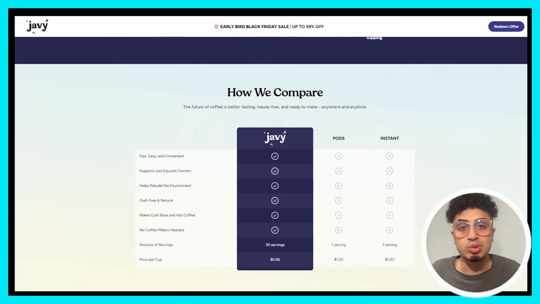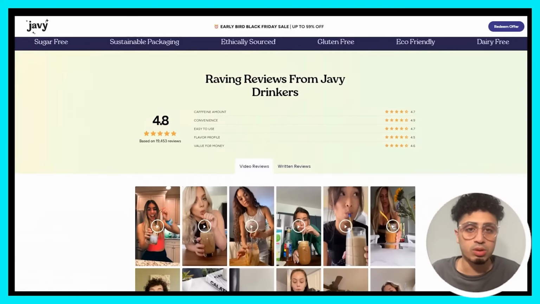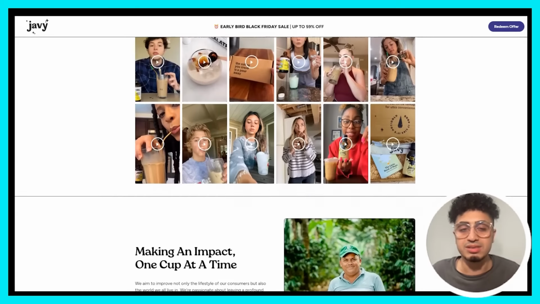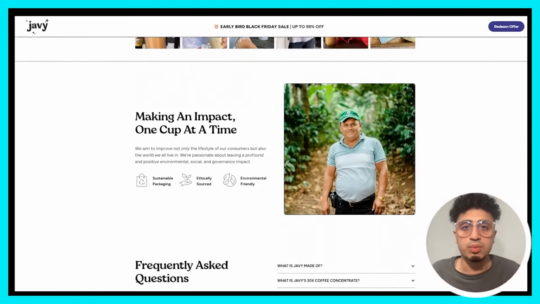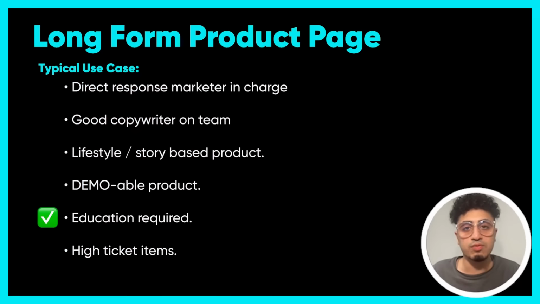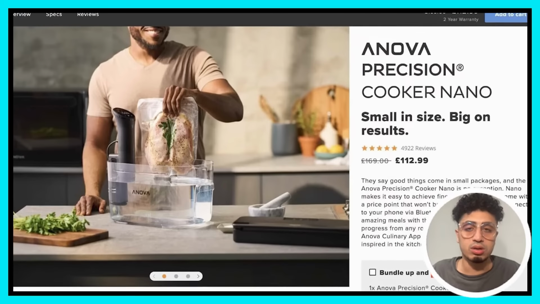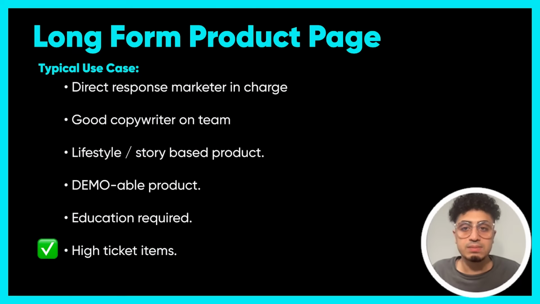Usually when there's education required, these pages work well because, again, it gives you a lot of real estate to continuously hit on some of the points people need to see and hear about before they get to that point where they're like, okay, this is a solution to my problem. And we've seen it work best for high ticket products that are over $100 when it comes to the AOV. So those are the typical use cases.